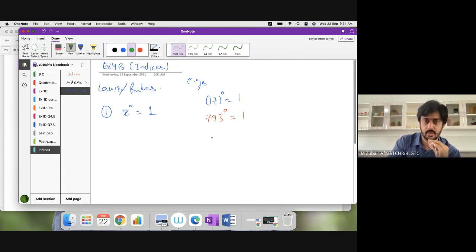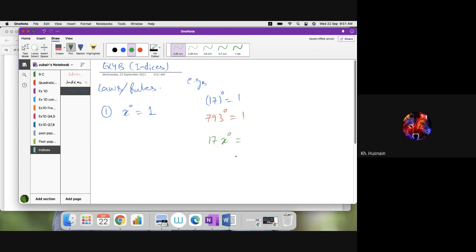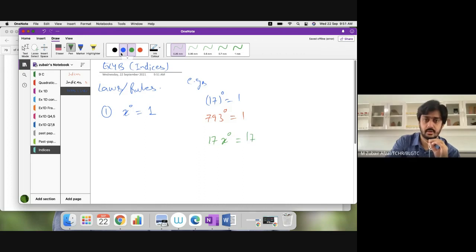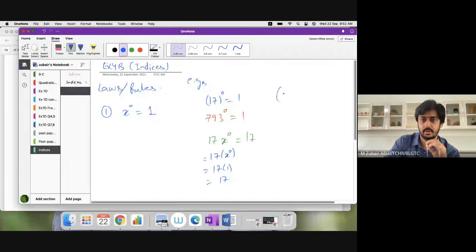Will someone tell me the answer of 17x raised to power 0? 17. That's right. If anyone has confusion, look at this. This is x raised to power 0 and not 17. So the answer is 17. That is right. If we have like 17x whole raised to power 0, then this would be 1. So this is your first rule.